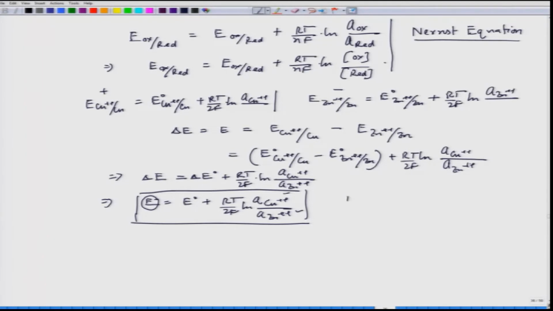The E cell would be a function of concentration of oxidant or reductant.